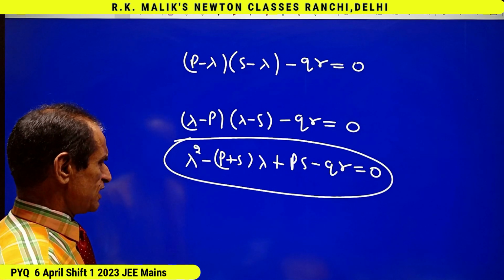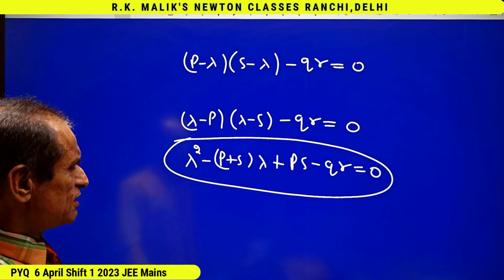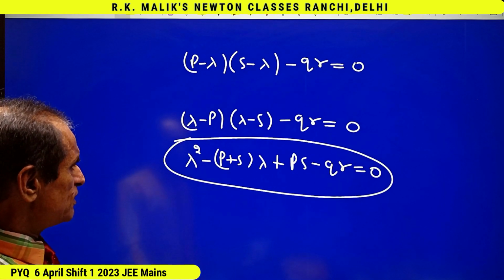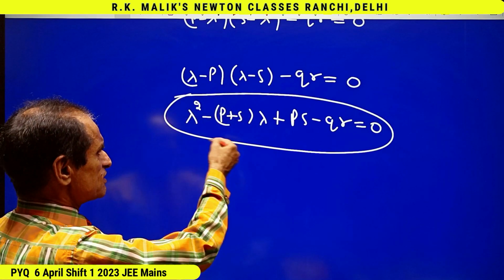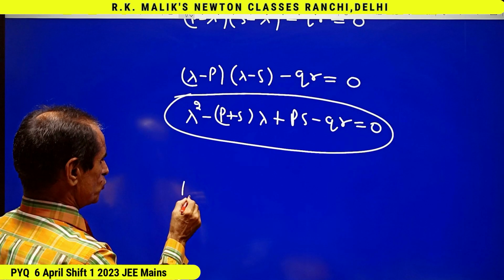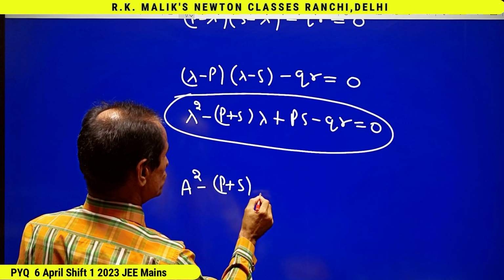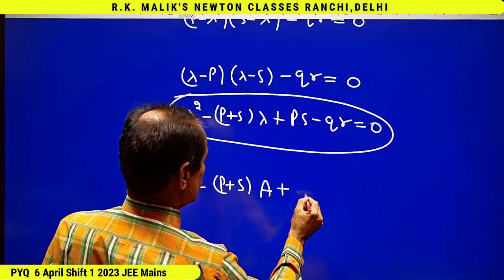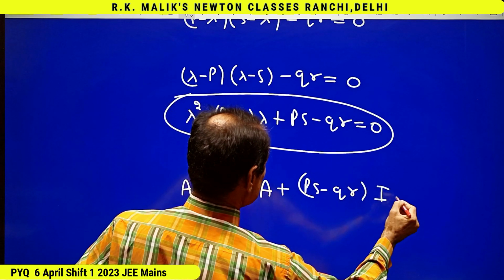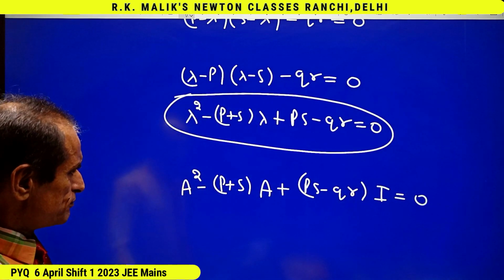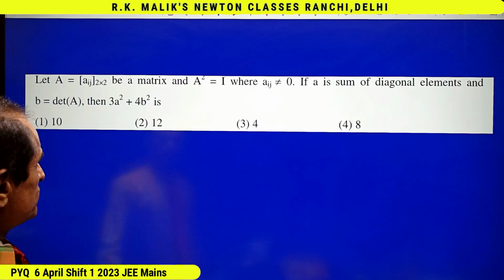And Cayley-Hamilton theorem says that every square matrix satisfies its characteristic equation. That is, if A was the original matrix, then matrix A will satisfy this equation. That is, it is sure that A square minus P plus S into A plus PS minus QR into I is equal to 0. And once this theory is known to you, the question becomes very easy.